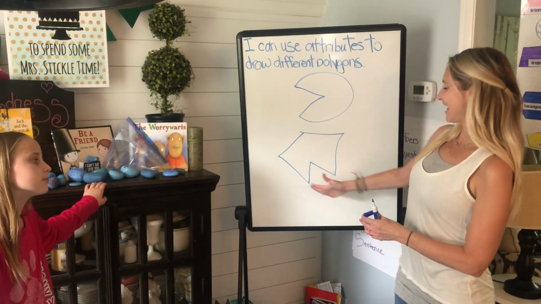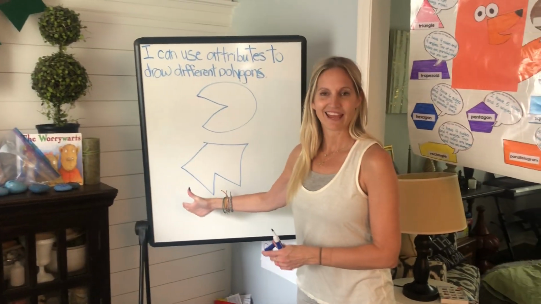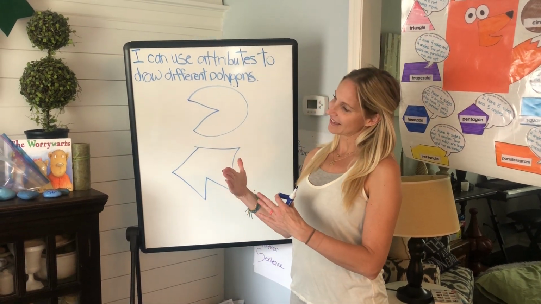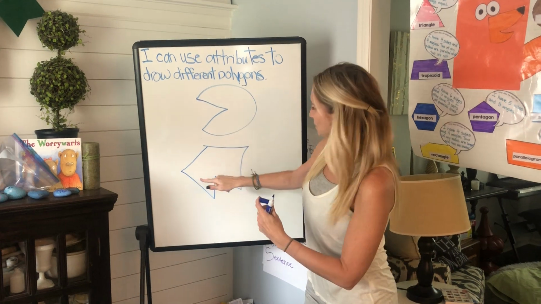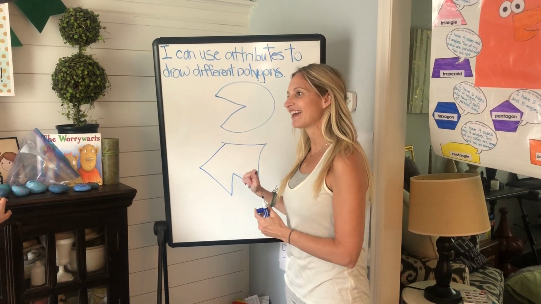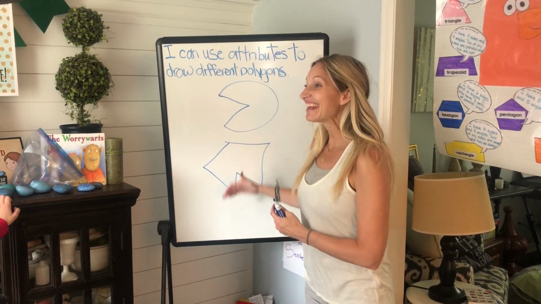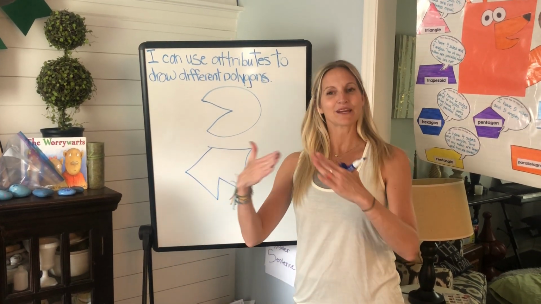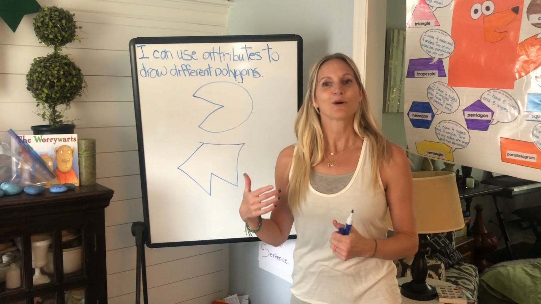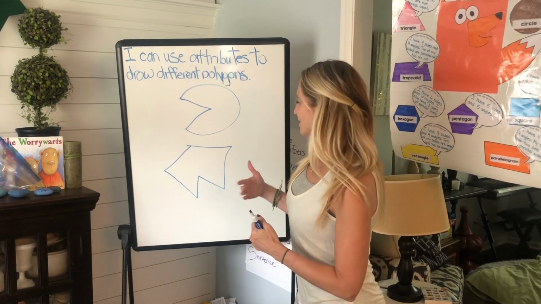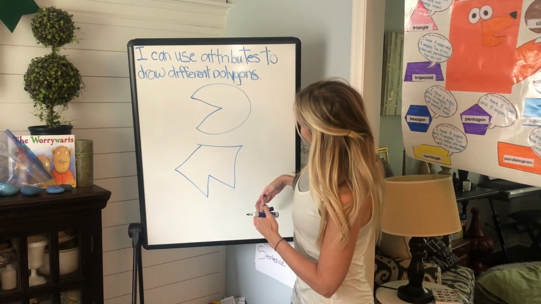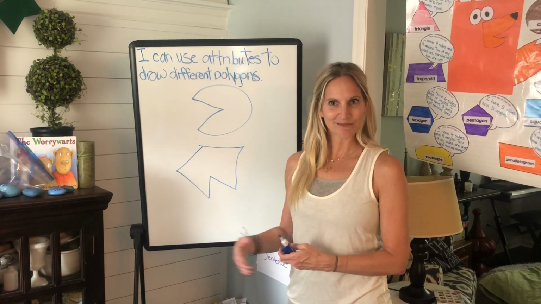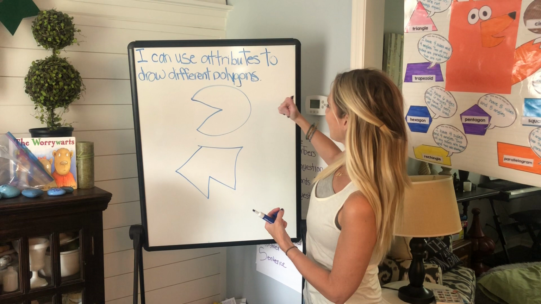Yes, because it has straight lines and it has, what is it called when two lines come together, Caroline? Angles. It is called an angle. Good job. So when we have lines that come together, it makes an angle. So a polygon is when we have more than 3 lines and angles. Good job. That's the definition of a polygon.